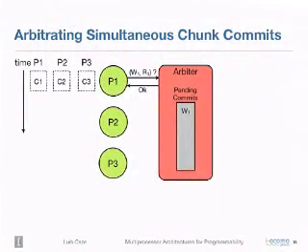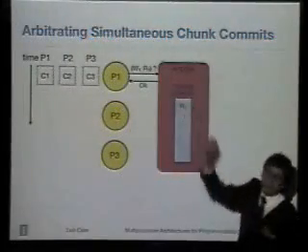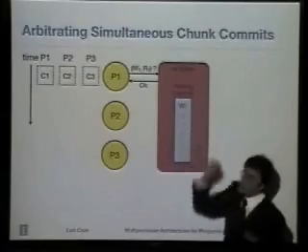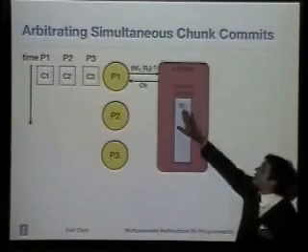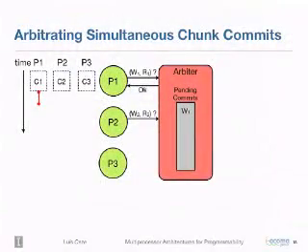Now P1 is committing, and this signature W1 stays in the pending commit list of the arbiter as long as it takes for P1 to commit. So it takes a while. I'm going to show in the next slide what exactly happens with this. So for now, just trust me that this signature stays in the arbiter for a while.